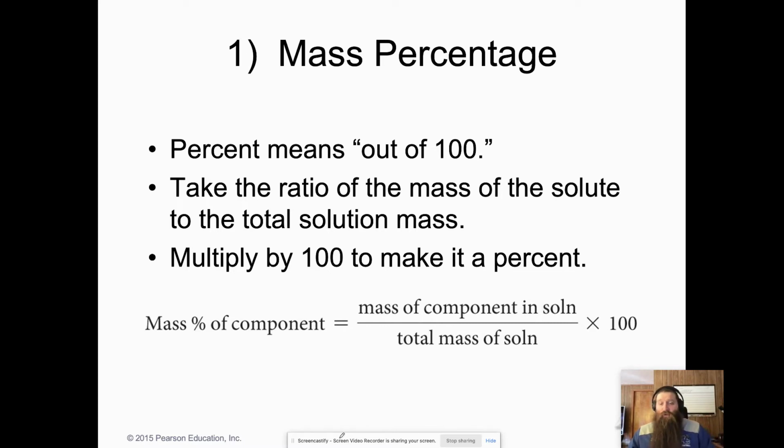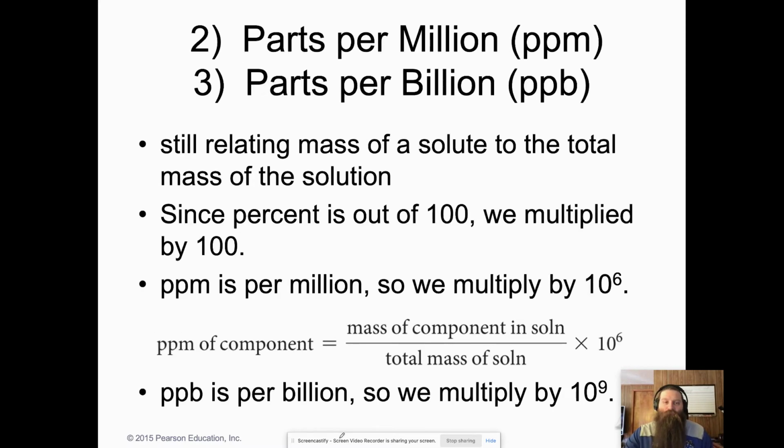When you see the term percent, hopefully you think out of 100. So we take the ratio of the mass of our solute to the total solution mass, and we multiply it by 100. It's very similar to, say, the percent yield formula or the percent composition formula, right? It's the mass of the part divided by the mass of the whole times 100. So that's the mass percentage. So if you get one of those problems, there's the formula you're going to use.